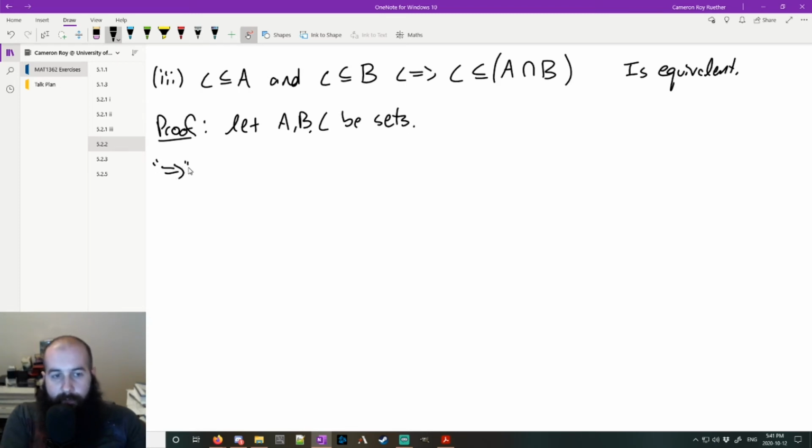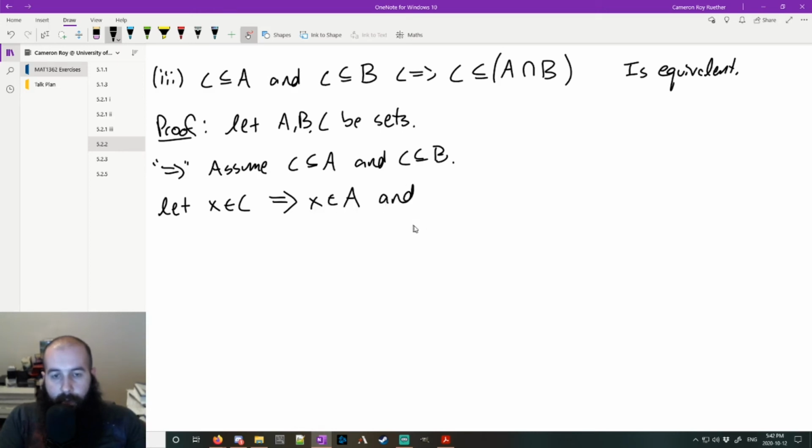First, we'll prove the forward direction. So we assume C is a subset of A and that C is a subset of B. So now, let X be an element of C. This means that since C is a subset of A, X is in A, and also since C is a subset of B, X is in B. Now, since X is in A and B, this means that X is in the intersection. So all the elements of C are in the intersection. This means that C is a subset. That is the forward direction.